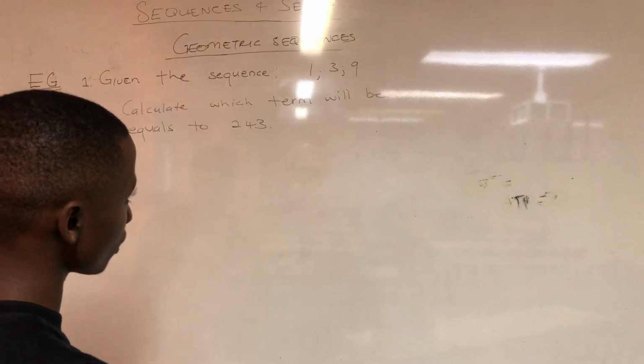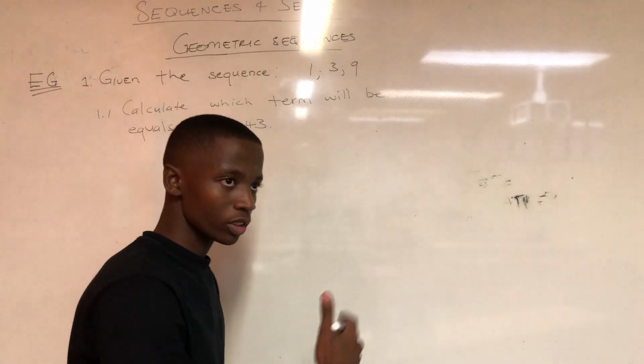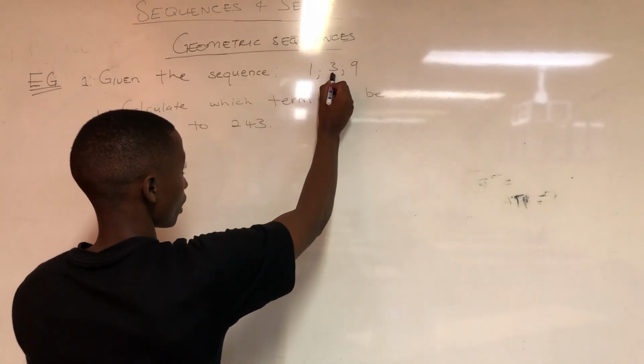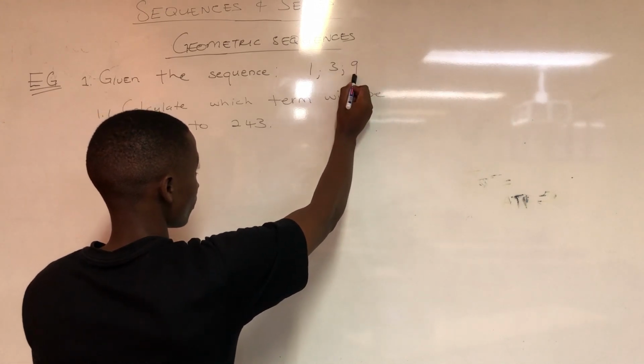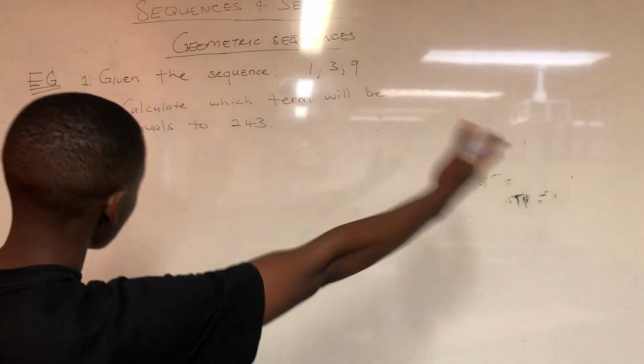It's a geometric sequence because you can see that in order for us to get the next following term, we multiply by a constant ratio, which is 3. So 1 multiplied by 3 equals 3. 3 multiplied by 3 equals 9. 9 multiplied by 3 equals 27. Okay? So that's a geometric sequence.